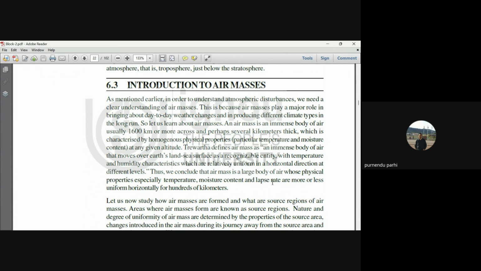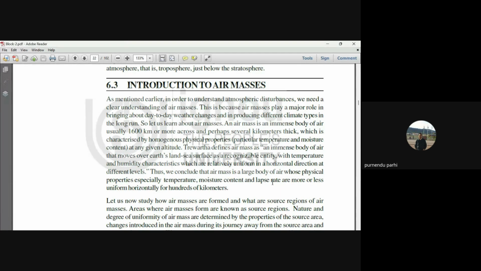Introduction to air masses. As mentioned earlier, in order to understand the atmospheric disturbances, we need a clear understanding of the air masses. This is because air masses play a major role in bringing about day to day weather changes and producing different climate types in the long run. So, let us learn about the air masses.